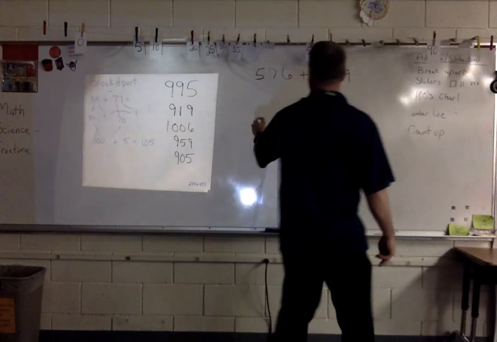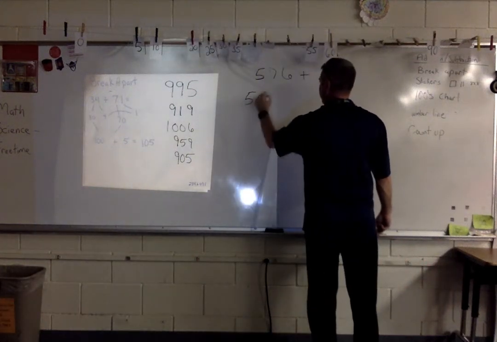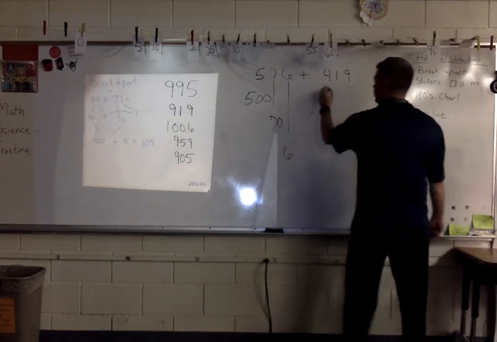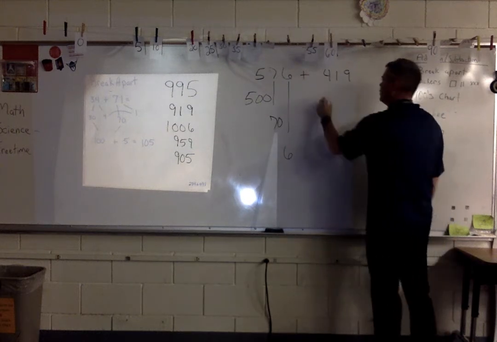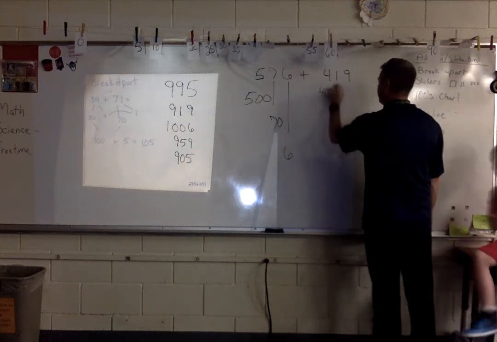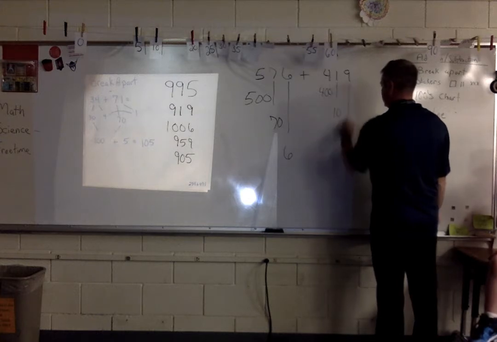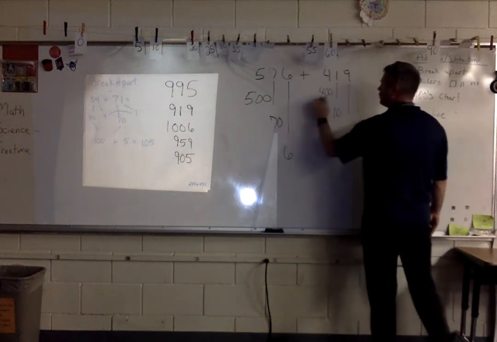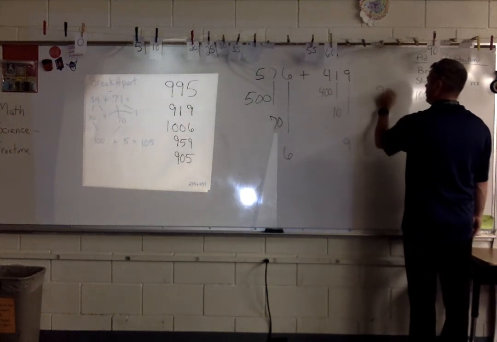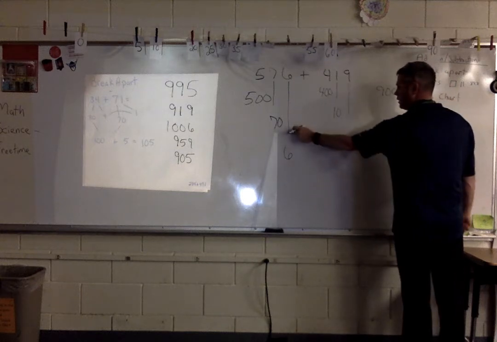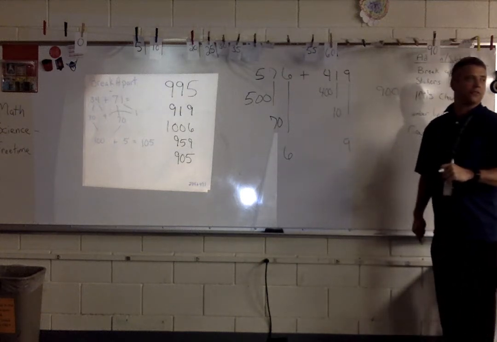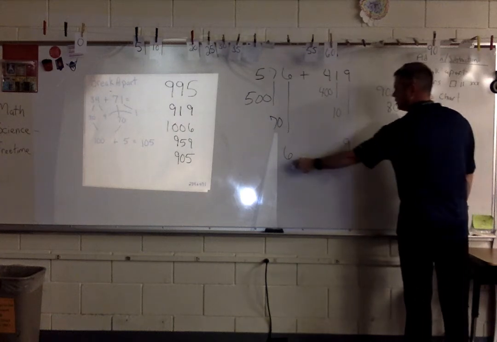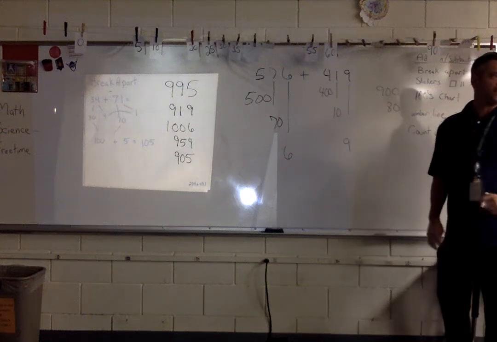Okay, there we go. So we have 500 then. Sorry, guys. 76. 400. 10. Okay, 500 plus 400 is 900. Hey guys, let's look up here now. 70 plus 10 is 80. 6 plus 9 is 15.